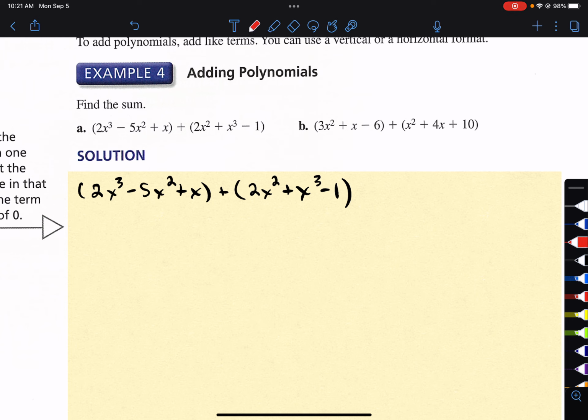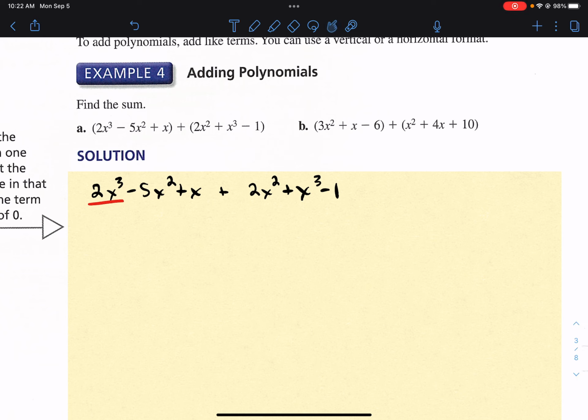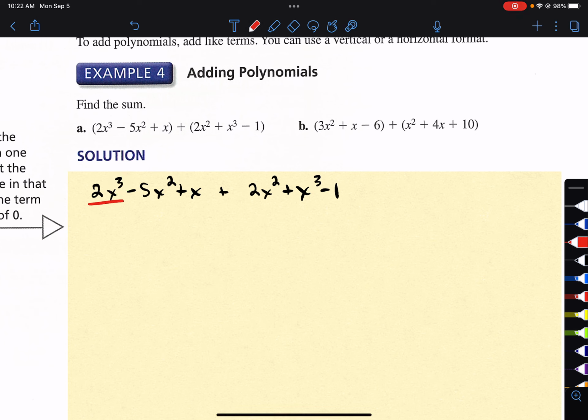So the nice thing about adding, there's nothing happening inside these parentheses that makes me need to keep the parentheses because everything's just being added together. So I can just make these parentheses go away. And to add polynomials together, I look for like terms. So this 2x cubed can only be added to other things that have an x cubed, which are right here. So I have 2x cubed, and I'm adding one more x cubed, so that becomes 3x cubed. All right.